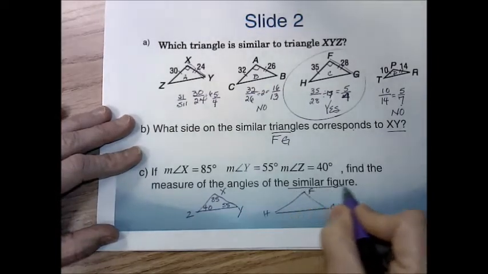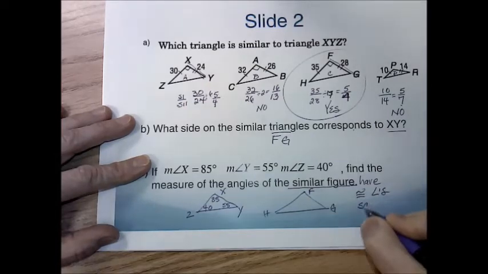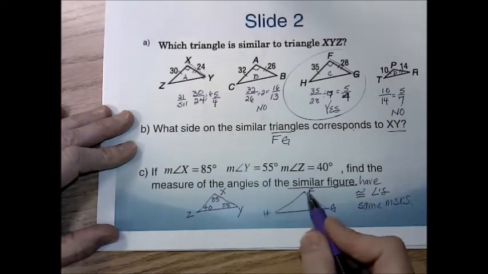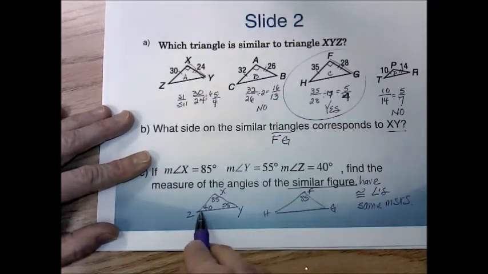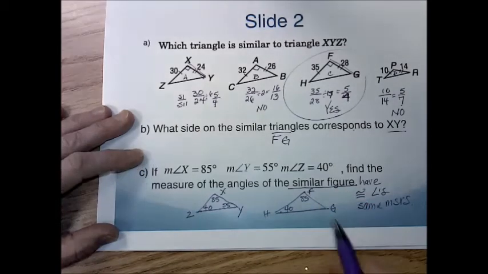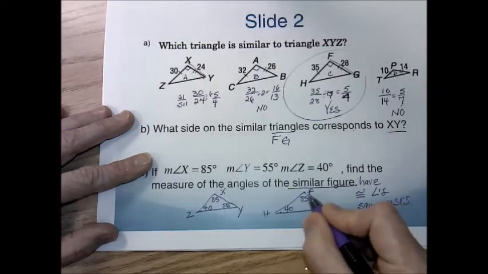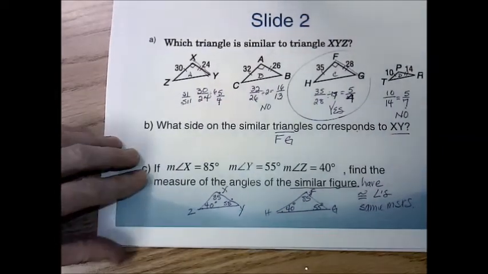So remember, similar figures have congruent angles. That means they have the same measures. So if angle X corresponds to angle F, F had to be 85 degrees. Angle Z was 40 degrees, so that means angle H was 40 degrees. If angle Y was 55 degrees, G was also 55 degrees. So those would be your corresponding angle measurements.